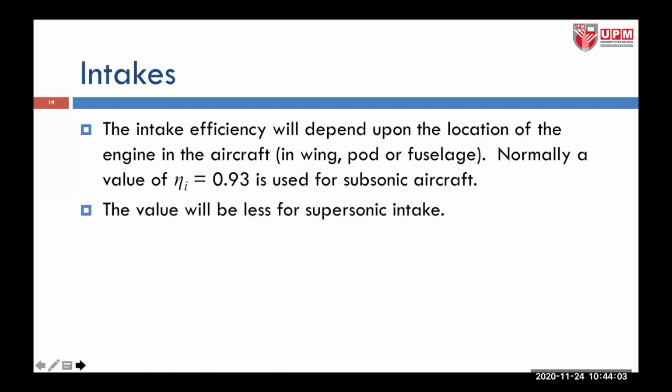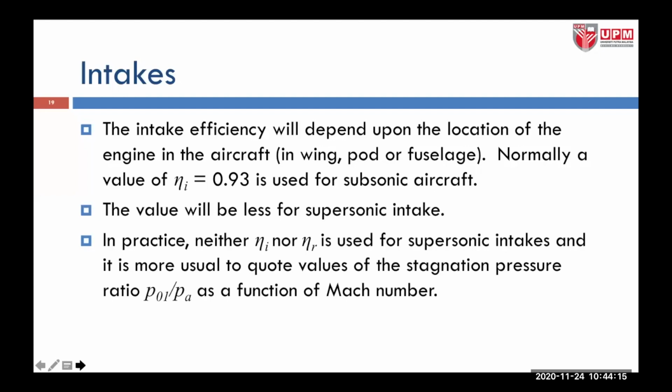The value will be less for supersonic intake. Imagine you have a supersonic intake, probably it is 0.8 or 0.7. It is getting less and less. In practice, neither the isentropic efficiency nor the ram efficiency is used for supersonic intake, because it is getting lesser and lesser. It is more usual to quote values of the stagnation pressure ratio P01 over PA as a function of the Mach number. So for subsonic aircraft, we normally use a typical value of 0.93 for the isentropic efficiency, and for supersonic intake, we normally do not use it. We just use the stagnation pressure ratio as a function of the Mach number.